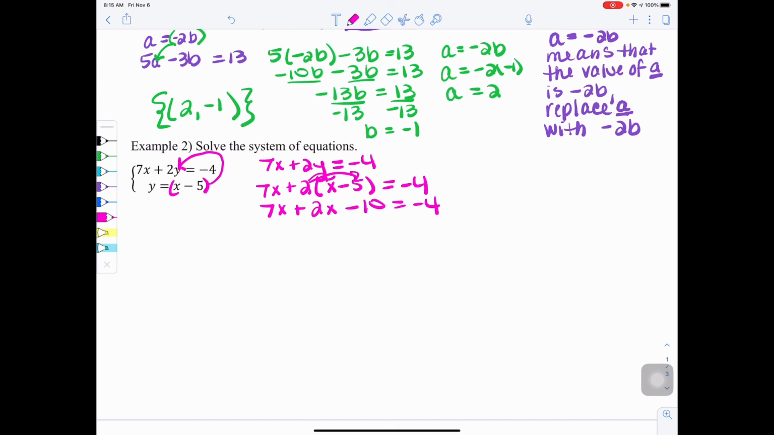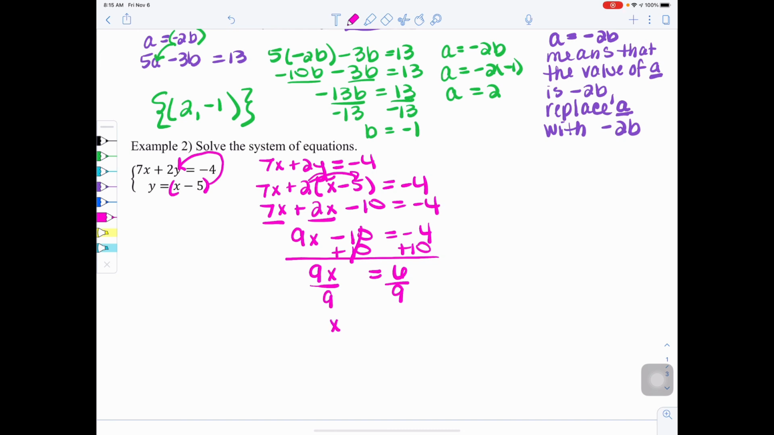Then we look for like terms. We do have like terms, 7x and 2x makes 9x. Then we will look for variables on both sides. We don't have that, so we'll go into undoing the subtraction by adding 10 to both sides of the equation, getting 9x equals 6, and then dividing both sides by 9 to see that x is 2/3. Now remember, that's just my x value. I now need to go back and find my y.